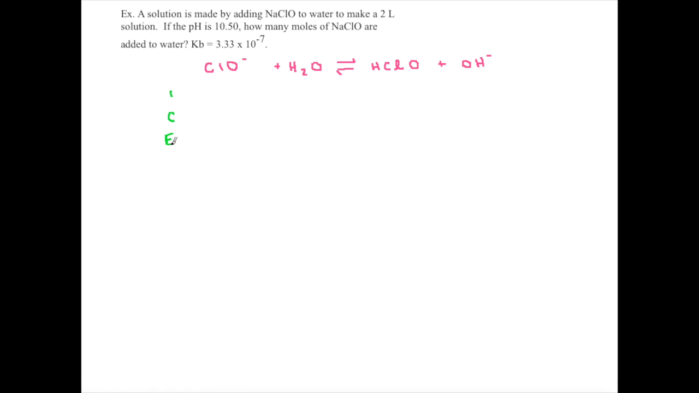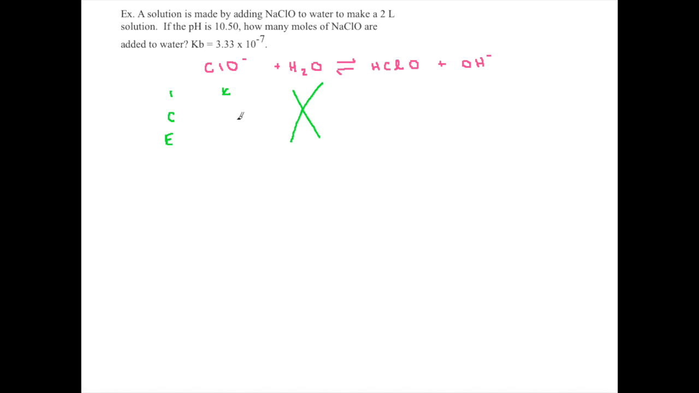It says the solution is made by adding sodium hypochlorite to water to make a 2-liter solution. If the pH is 10.5, how many moles of sodium hypochlorite are added to the water? Well, here's the issue. Remember, I don't need to consider water. However, all the problems so far, I've actually known what my concentration of my weak base, weak acid, strong base is. And in this problem, I actually don't. So that's going to be my X.